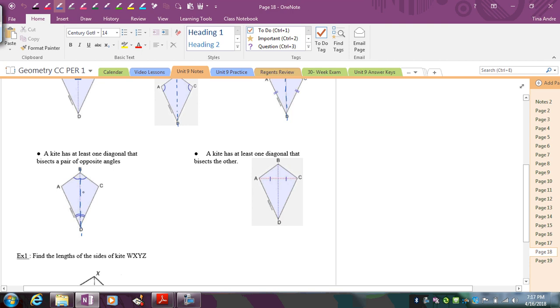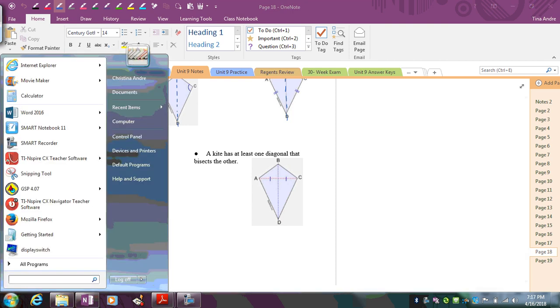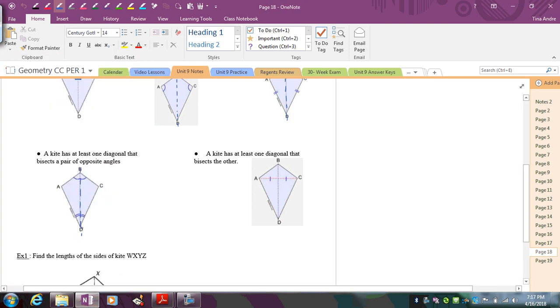And then again, keep in mind, these angles that are congruent here are the angles that are getting bisected, that pair of opposite angles, and then the other pair of opposite angles are the congruent ones. So really think about that line of symmetry, because that can help you figure out which are the angles that are being bisected versus which are the opposite angles that are congruent.